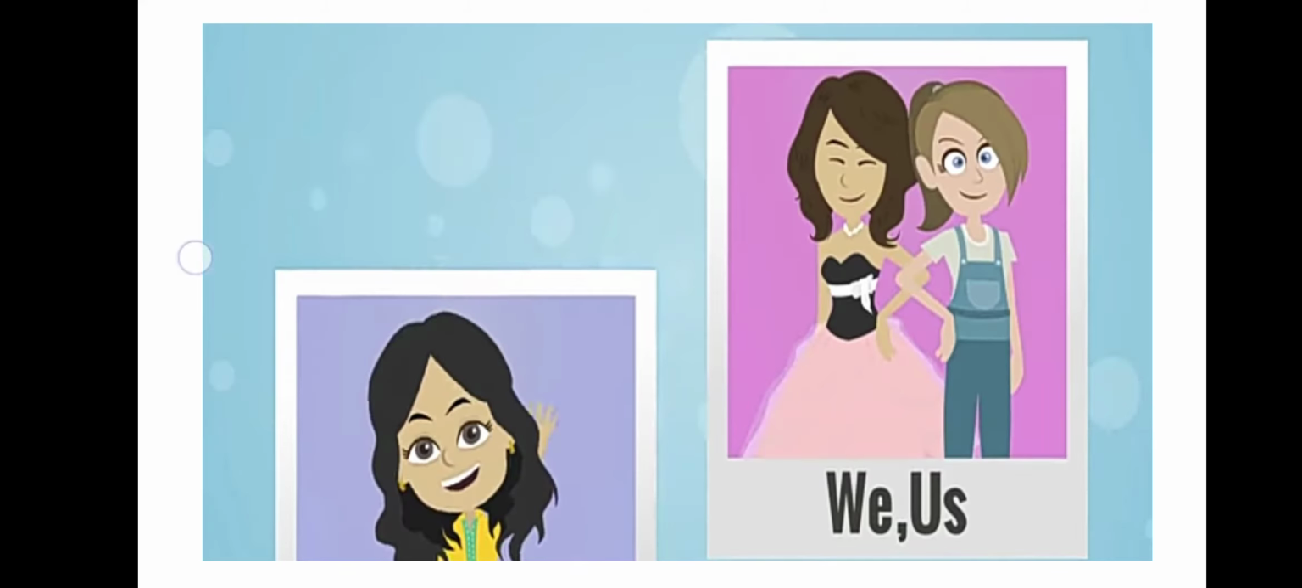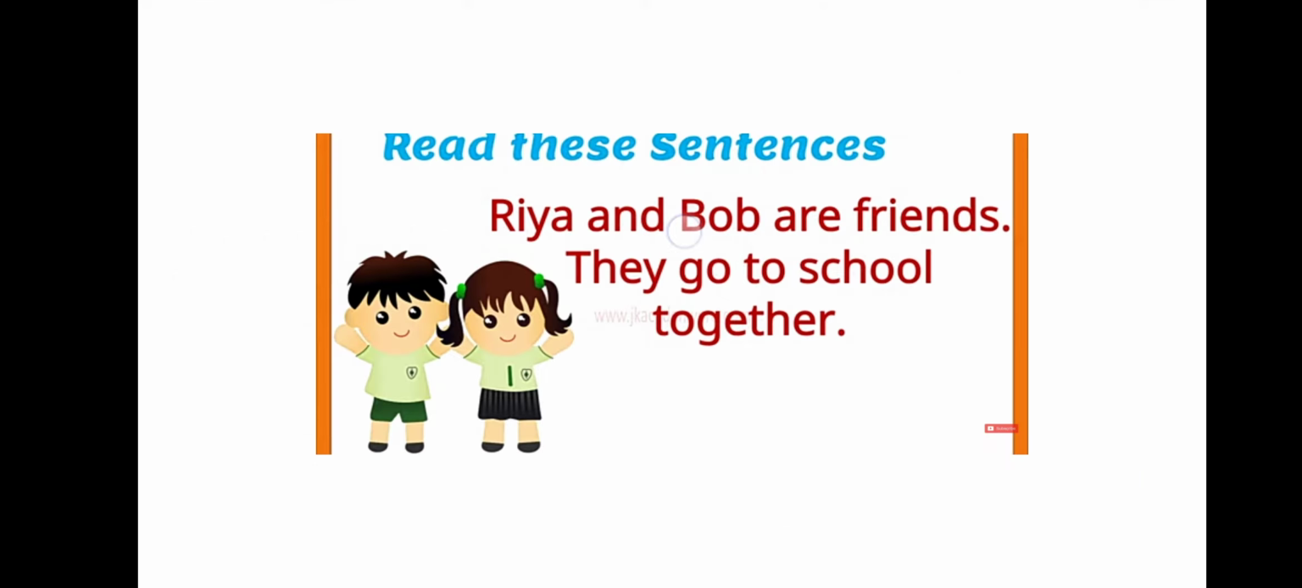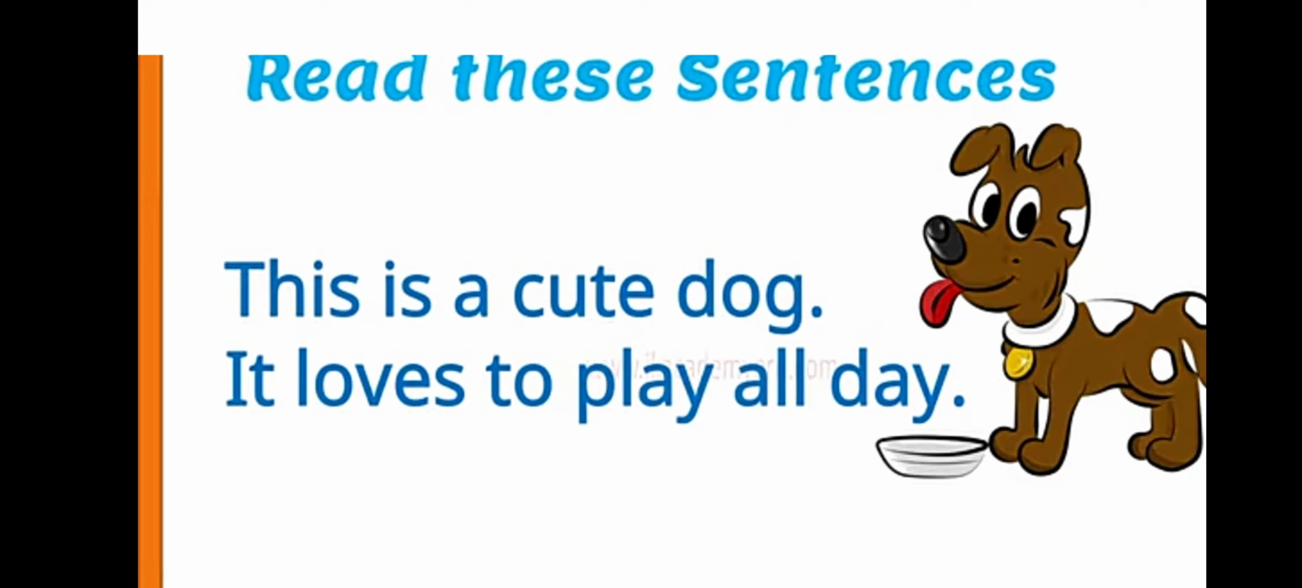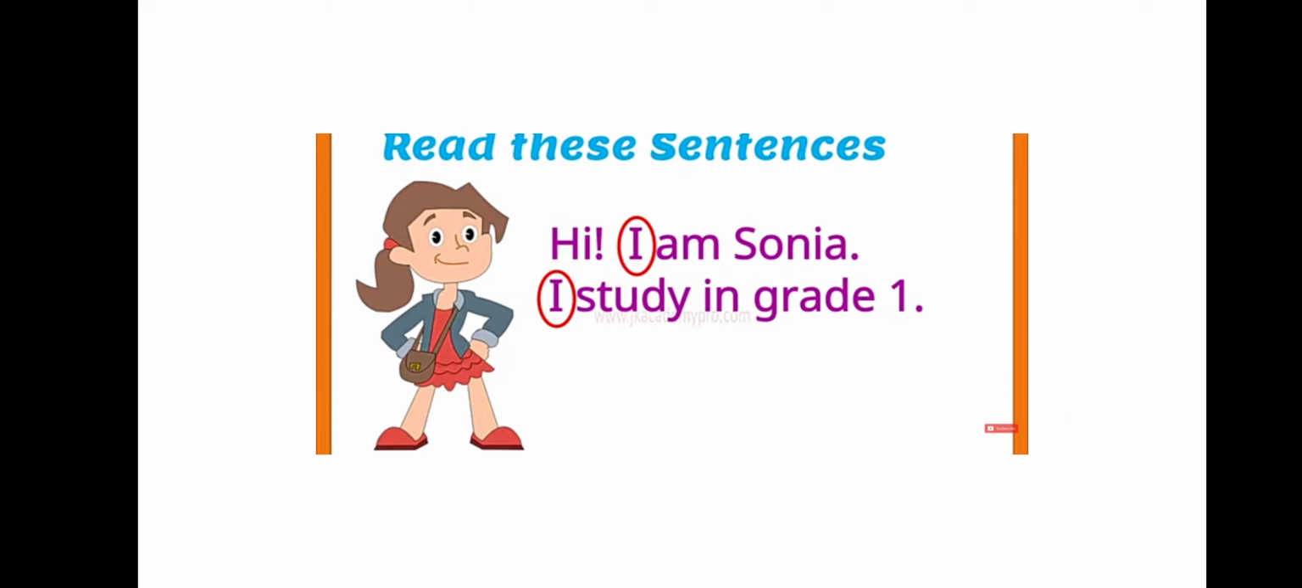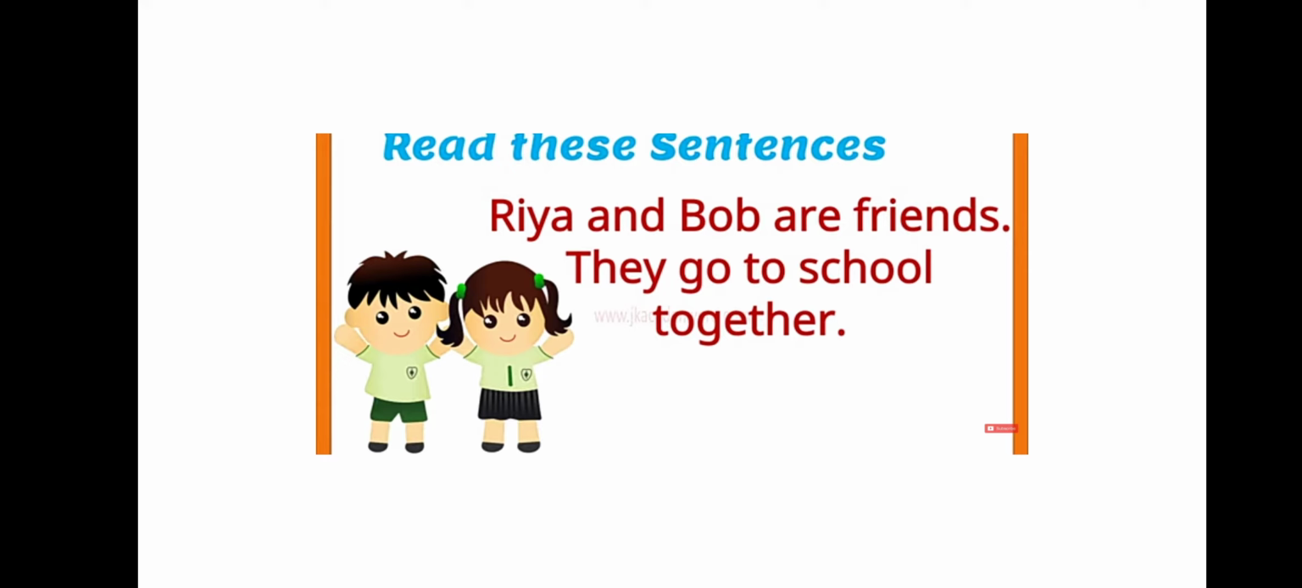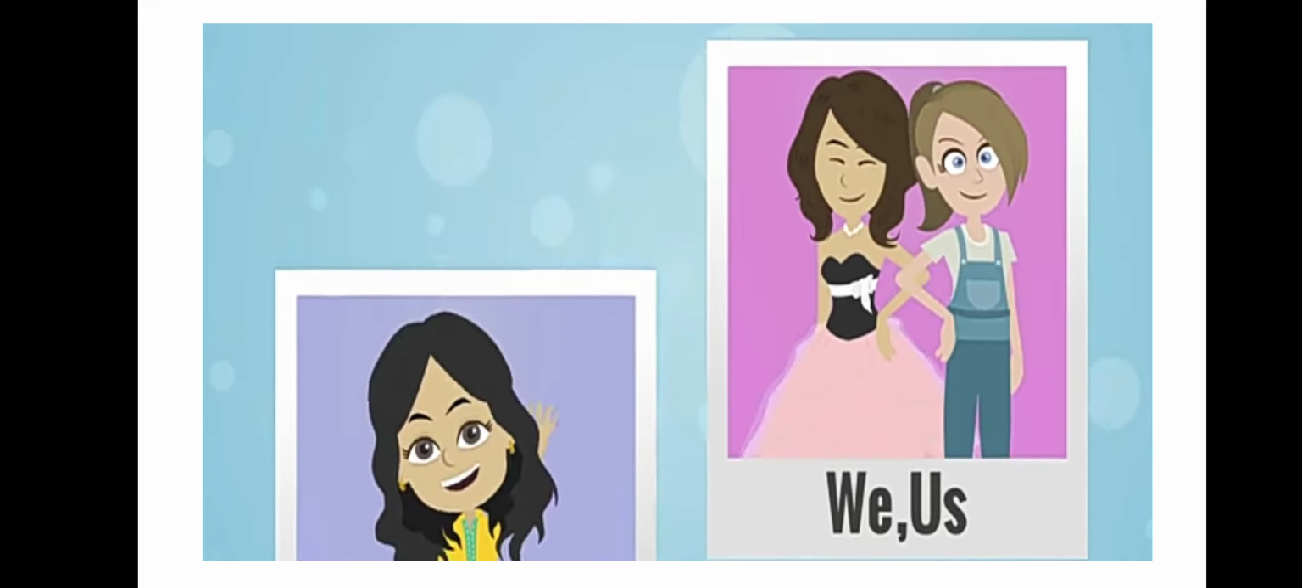Now, here in these sentences, if we say that this is a cute dog, this dog loves to play all day, then there will be repetition and it will create confusion. Hi, I am Sonia. And I study in grade 1. Next is Ria and Bob are friends. Ria and Bob go to school together. Ria and Bob carry their bag. If it is said like this, then there will be repetition and it will create confusion. So, to avoid this, we use pronouns.